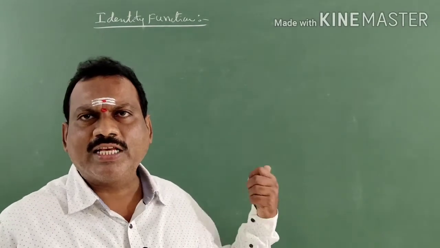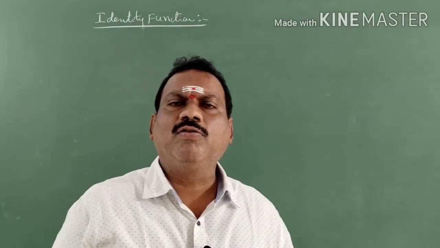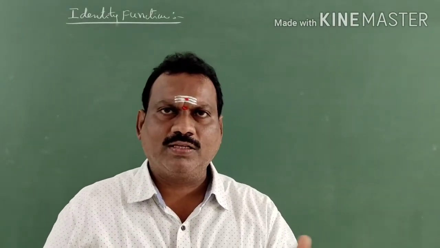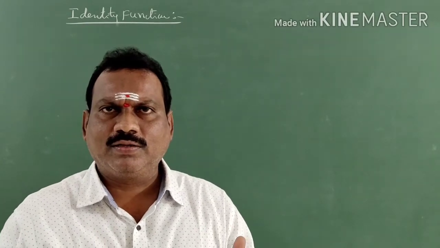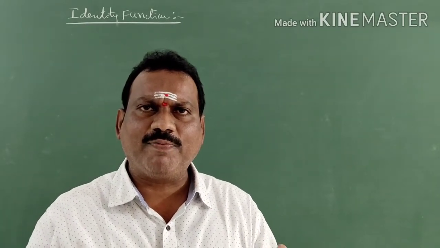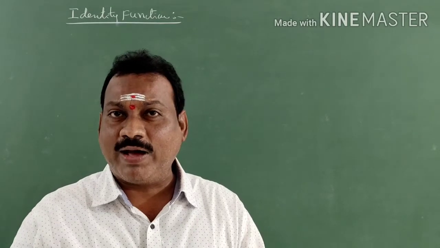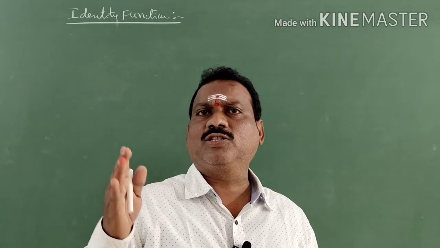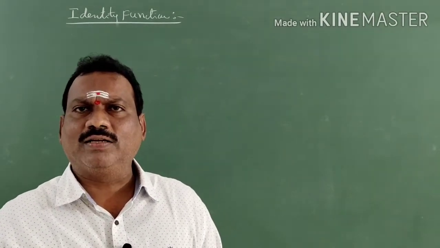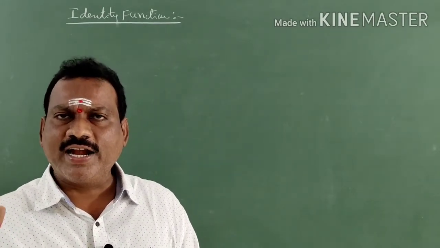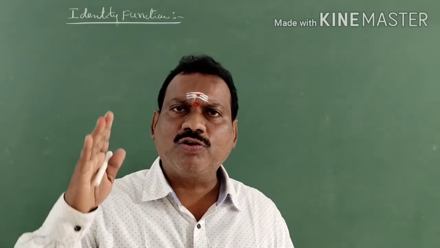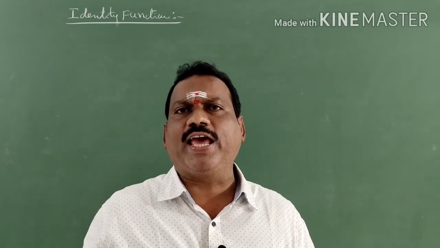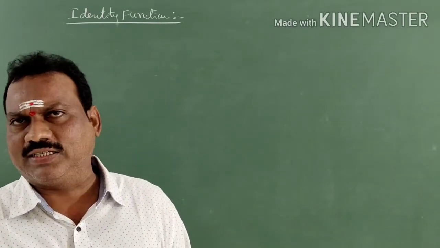Now in this definition, we will assume that a function f is mapping from A to A, same set to same set. Understood, students? A function f mapping from A to A, defined by f of x is equal to x for all x belongs to A. A is nothing but the domain. Such a function is called an identity function. Identity function is usually denoted by I subscript A, I_A.